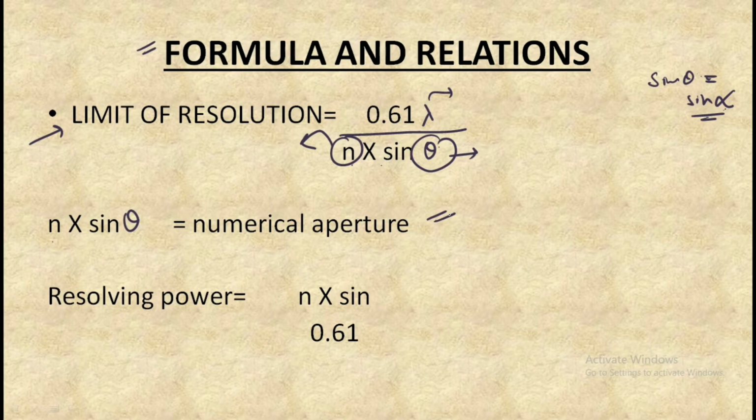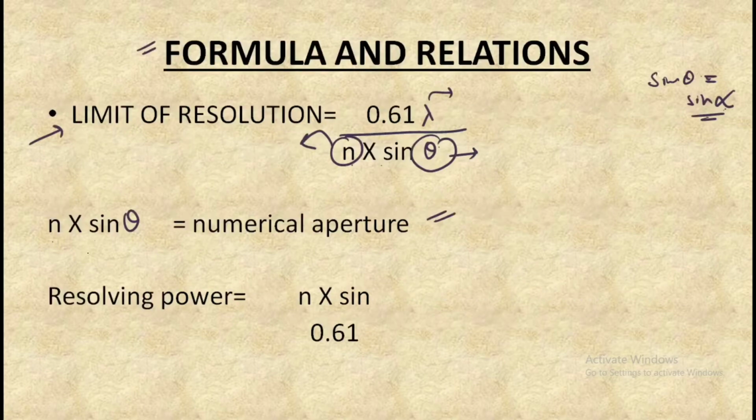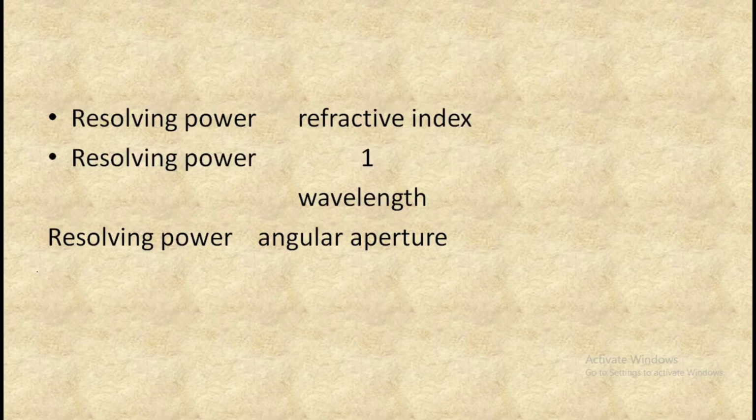And as we have just discussed, resolving power and the limit of resolution are in inverse proportion to each other. So resolving power is equal to n into sine alpha divided by 0.61 lambda. You just need to interchange the positions of these variables and you would be able to find the value of the resolving power.